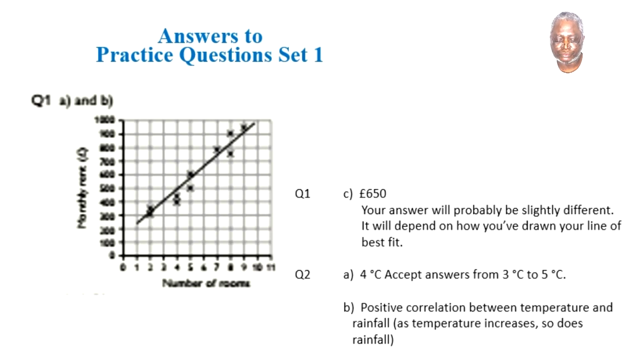Question 2A, 4 degrees Celsius. Accept answers from 3 degrees Celsius to 5 degrees Celsius. And then B, positive correlation between temperature and rainfall. As temperature increases, so does rainfall. So that's it on your line of best fit.